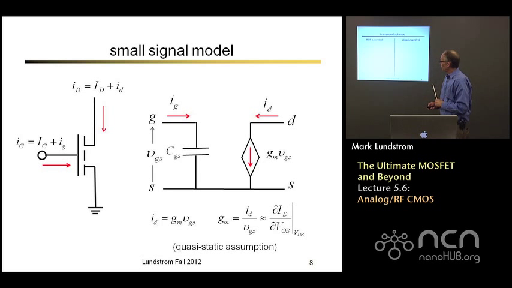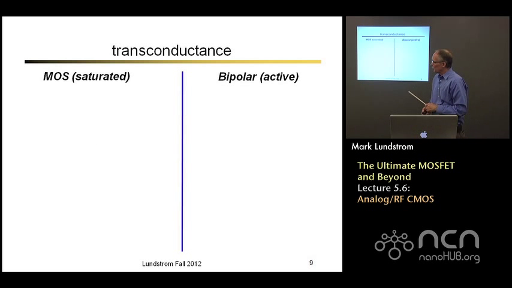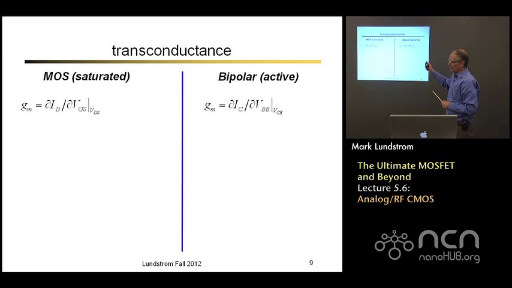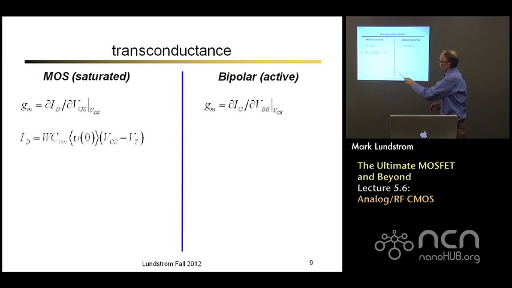So we can easily compute what that transconductance is. So let's take a look at that transconductance, because that is the key figure of merit for these devices, for the analog device. It's just a derivative of the output current with respect to the gate to source voltage. Let's compare it to a bipolar transistor. The transconductance of a bipolar transistor would be the derivative of the collector current with respect to the base emitter voltage, its input voltage. So we know what the drain current is for a MOSFET.